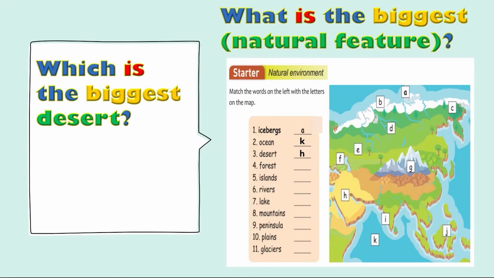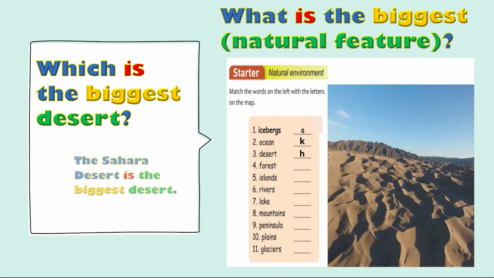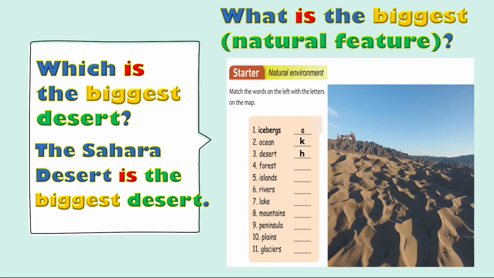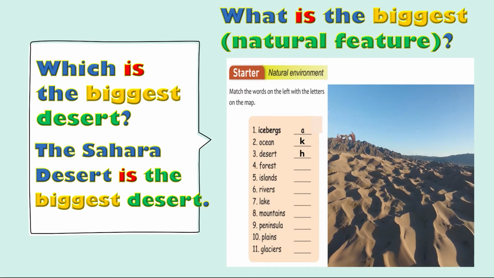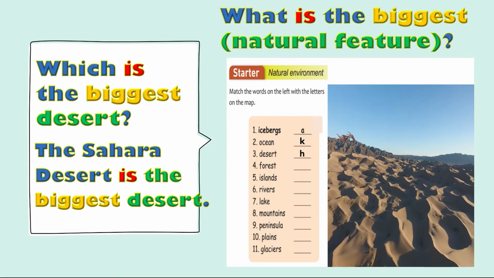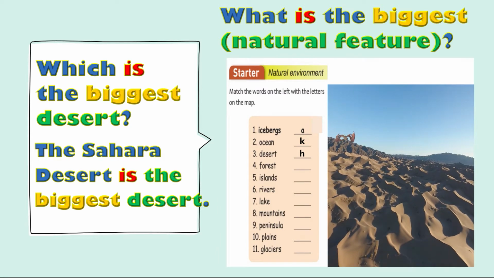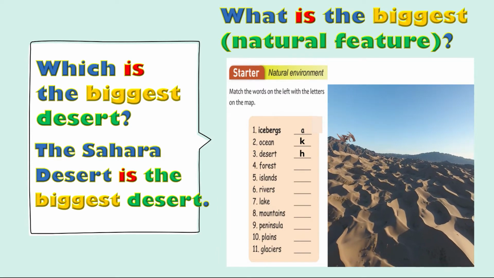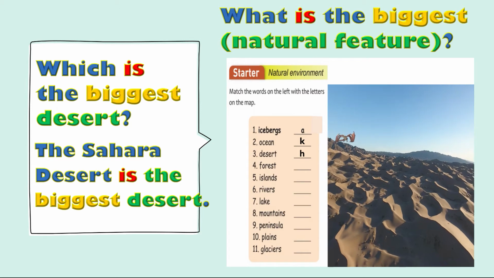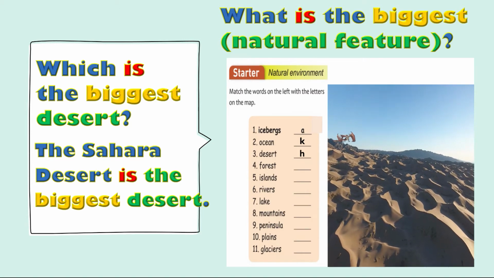So, which is the biggest desert? I read it in the book recently. It must be the Sahara Desert in northern Africa. Okay, a lot of information and a lot of details. Yes, the Sahara Desert in northern Africa is the biggest desert. And Sahara means desert in their language. Yes. Oh, well, that's quite interesting.